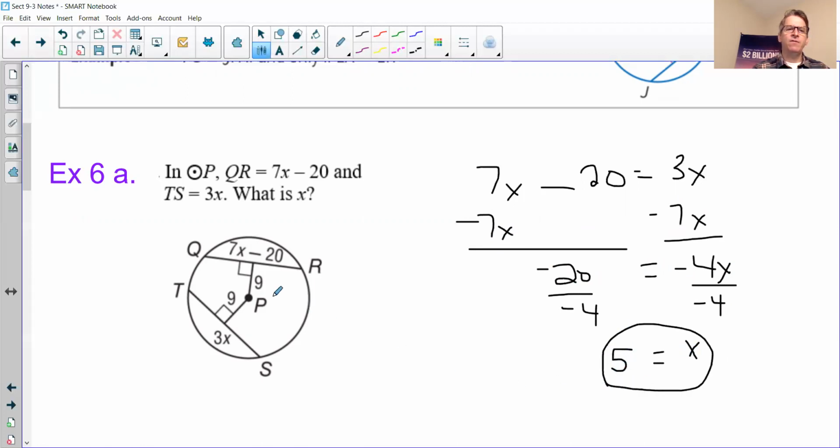So keep a lookout for the use of this theorem. You have to have this 9 and this 9, and then we conclude that those two chords are equal to each other.